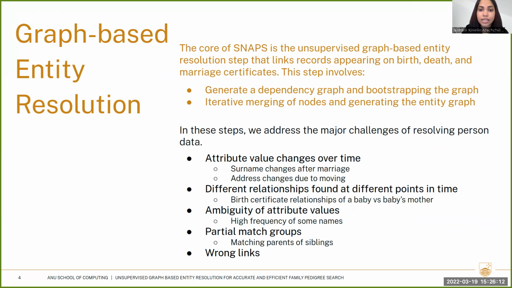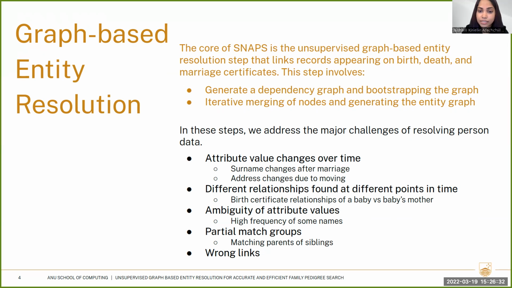The first is attribute value changes over time. For example, women change their surnames after the marriage. Similarly, people move around and address values change. How are we going to link records when such attribute values are changing?